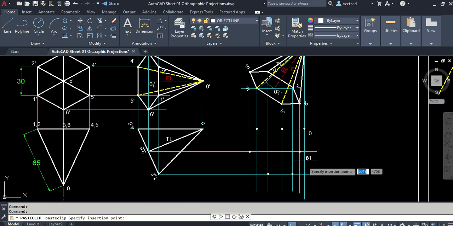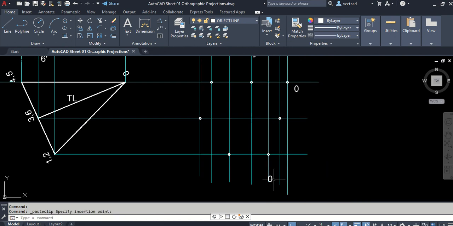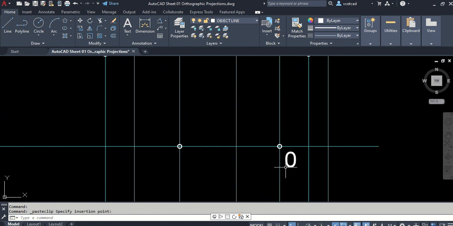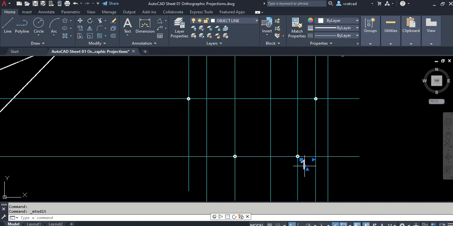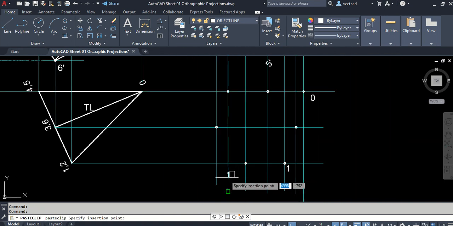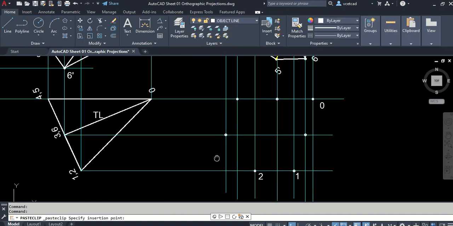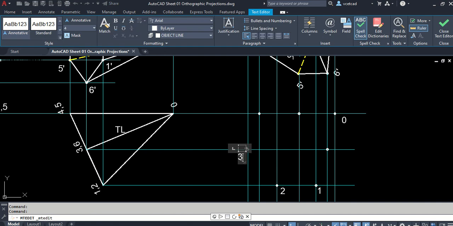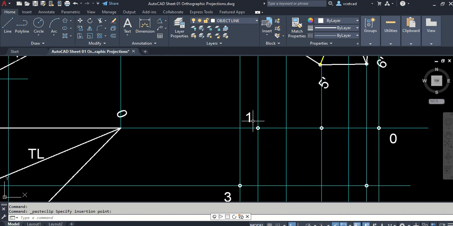This is my point 1. So 1 vertical, 1 horizontal, here you'll get point 1. Similarly you will get point 2. So naming is very important. When you name, it will be easy for you to connect the points. If you don't give the naming, then you will get confused which point exactly we have to connect. So always you have to give the naming.